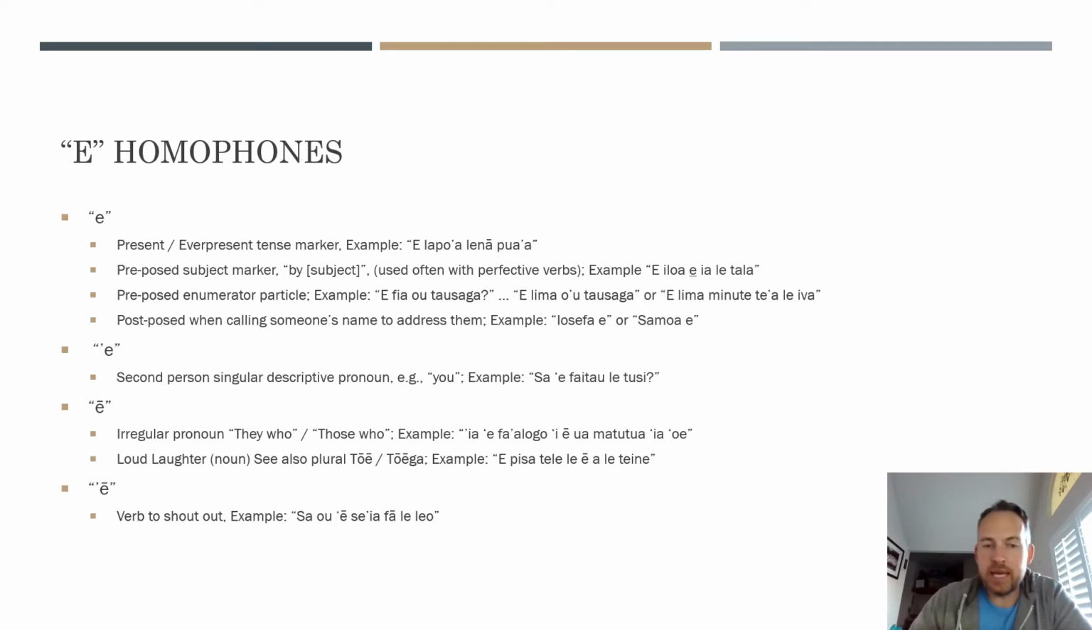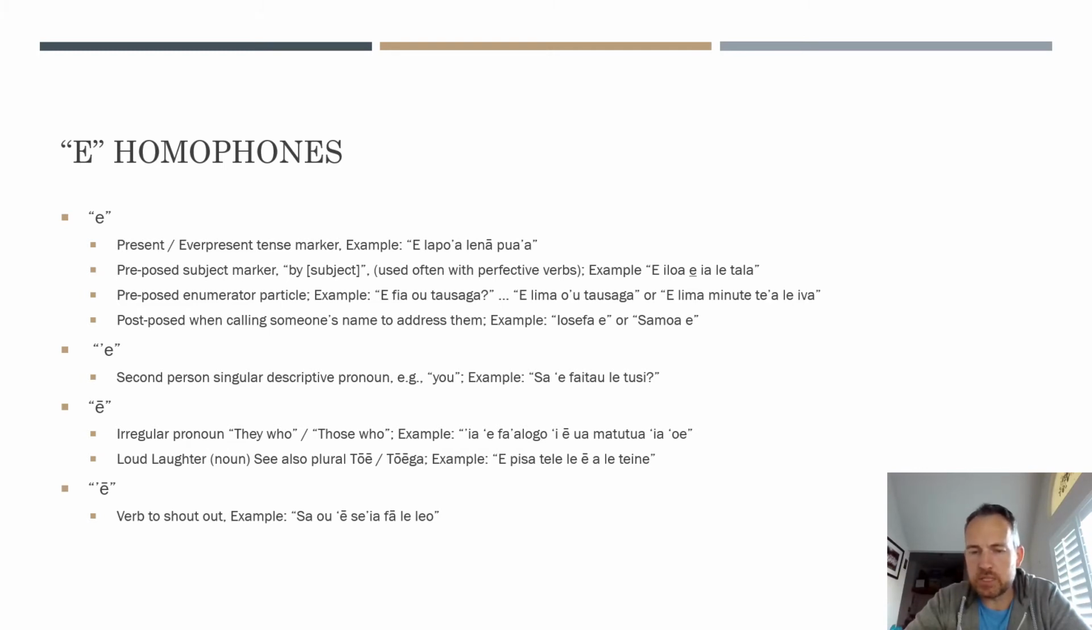And really the meaning of e, it's a second person singular descriptive pronoun. I'm going to link to a pronouns video up here. That should be helpful because it does get kind of complicated in Samoan, but it basically translates to you. And there's a specific place in the sentence that it goes. But our example here was sa e fai tauritusi.